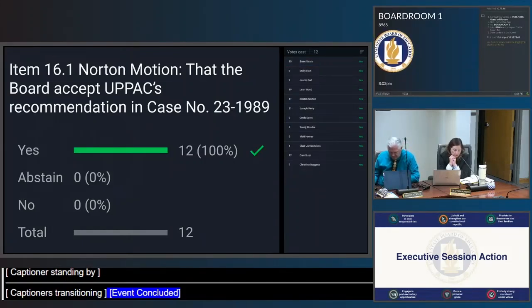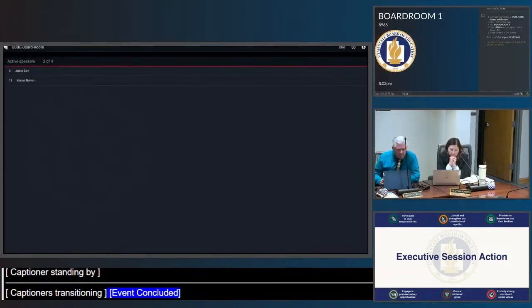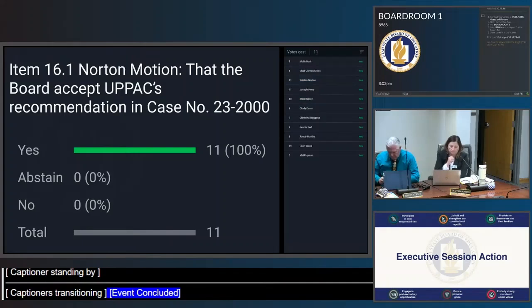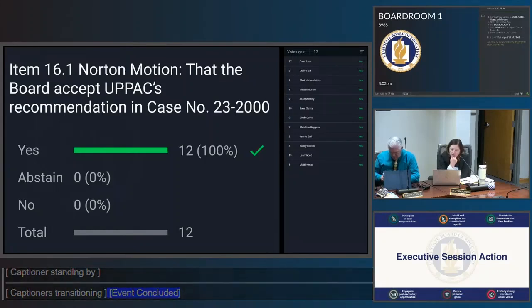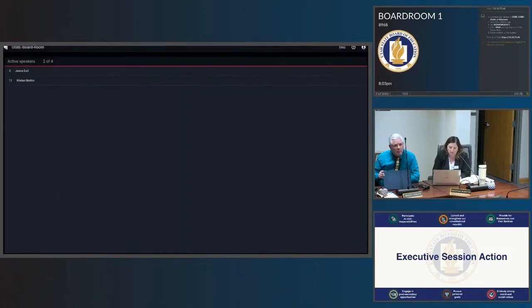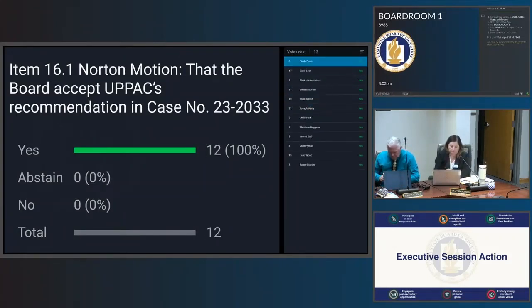In case number 23-2000, I move that the board accept UPAC's recommendation. The motion before the board is the board approves UPAC recommendations for case number 23-2000. Go ahead and vote. Okay, that passes unanimously. In case number 23-2033, I move that the board accept UPAC's recommendations. The motion before the board is that the board approves UPAC recommendation for case number 23-2033. Go ahead and vote. That motion passes unanimously.